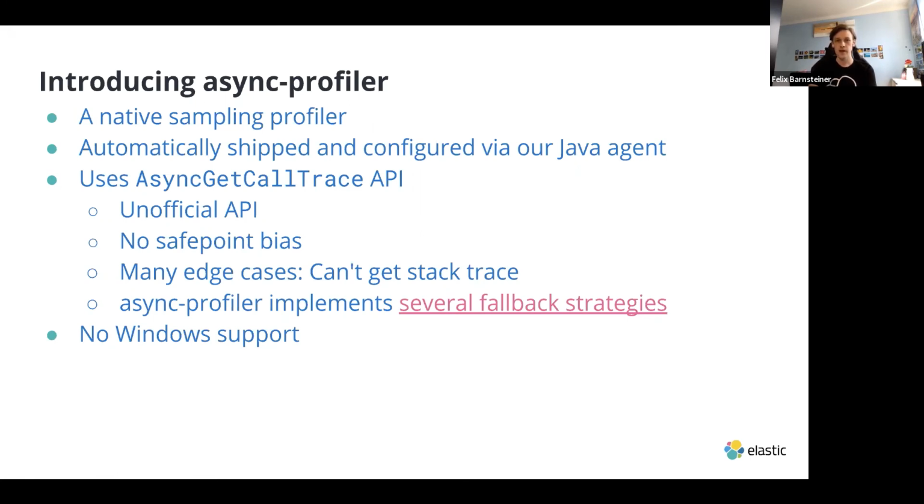And that uses a different way of getting the stack trace that doesn't have the safepoint problem. So it uses the AsyncGetCallTrace API, which is an unofficial API of the JVM. And it has many edge cases. It's not easy to work with. And so in some situations, it just can't get the stack trace. One example for that is also JVM intrinsics.